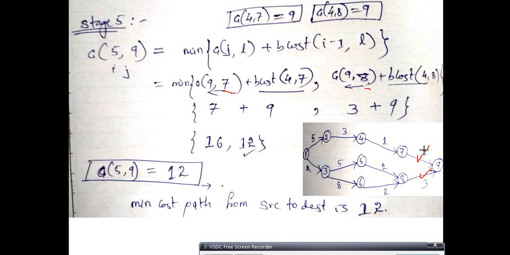7 to 9. What is the cost? 7 to 9 is 7. And backward cost 4 comma 7 is 9. And 8 to 9, how much? 3. So 3 we have to write. Backward cost of 4 comma 8 is 9. 7 plus 9 is 16. 9 plus 3 is 12. So choose the minimum of these values. What is the minimum value? 12. Fifth stage, ninth vertex, minimum value is 12. This is your final answer.